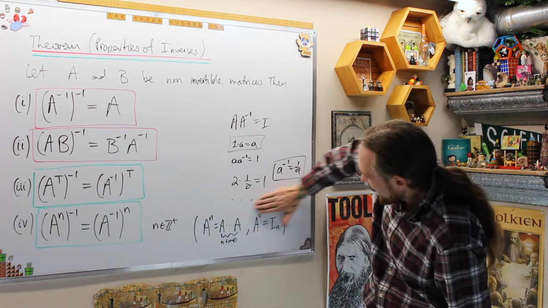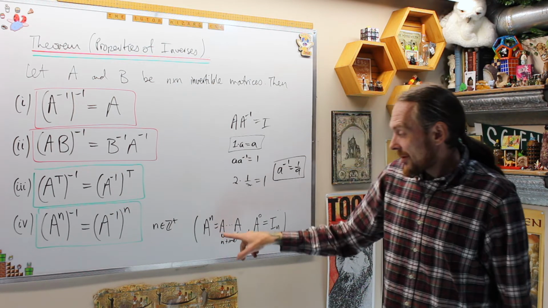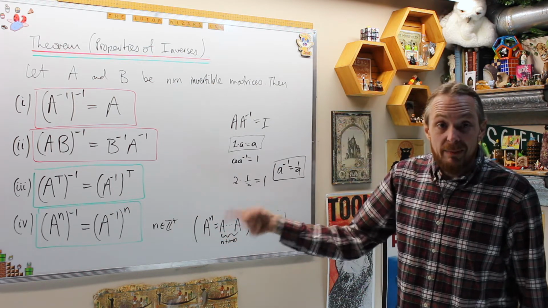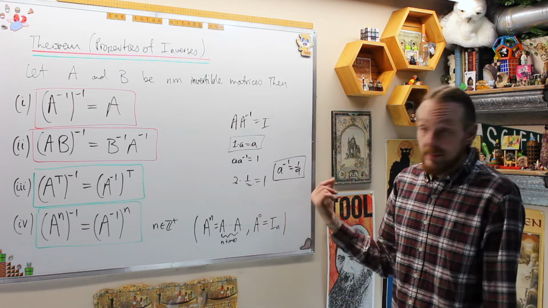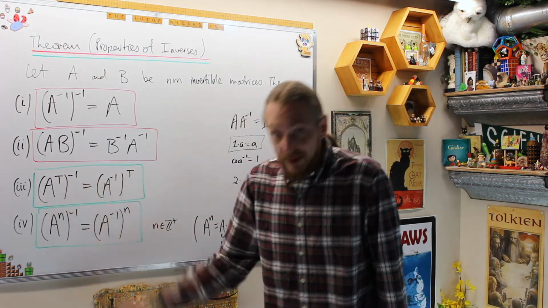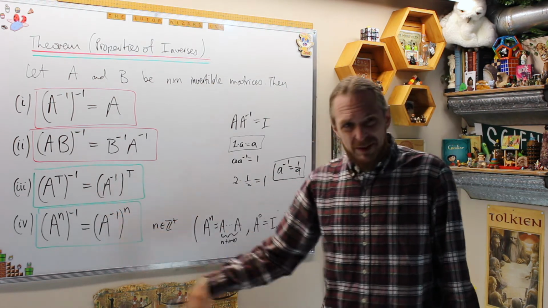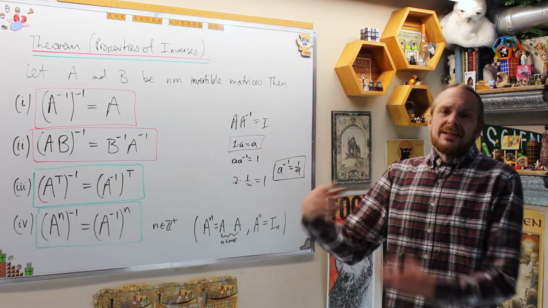I didn't really define this, but for exponents, if we have a positive integer n, A to the n is A multiplied by itself n times, just like for integers. And A to the 0 is the identity matrix. So A to the n, inverse, says that you can invert A first and then multiply it by itself n times. Property 4. Let's try an example of that.